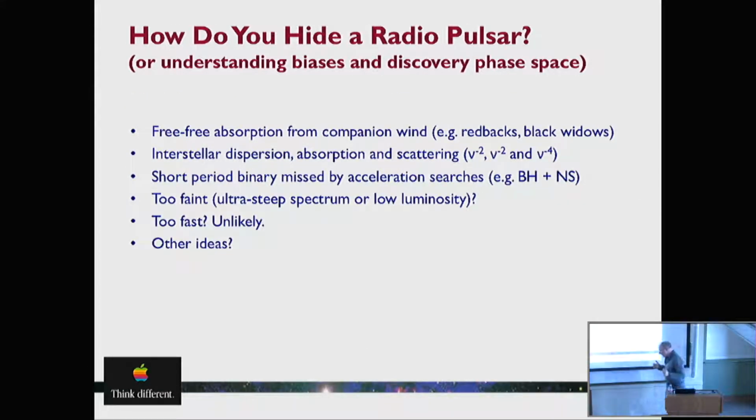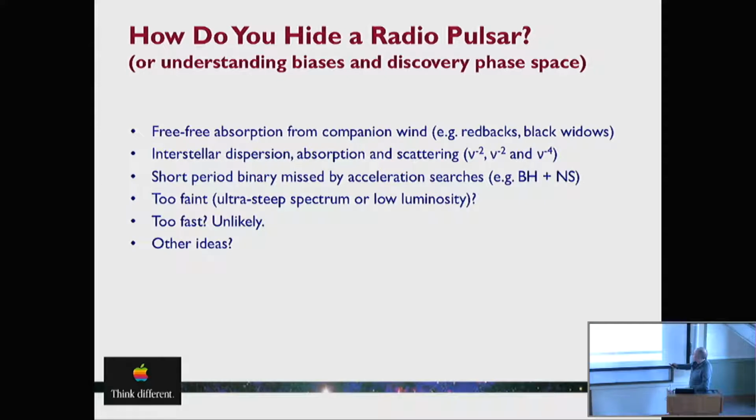What I've been thinking about lately is, how do you hide a pulsar? The radio astronomy community has been incredibly successful at finding pulsars, many, many exotic pulsars, but what are we missing? What is it about these fundamental search techniques that we might be missing? Here are a couple of ideas on how we might hide a pulsar. One is free-free absorption from a companion wind, which gives you a nu squared kind of absorption. That could hide a pulsar. We know of these systems, found in optical and X-rays, called redbacks and black widows, that are completely obscured in the radio.